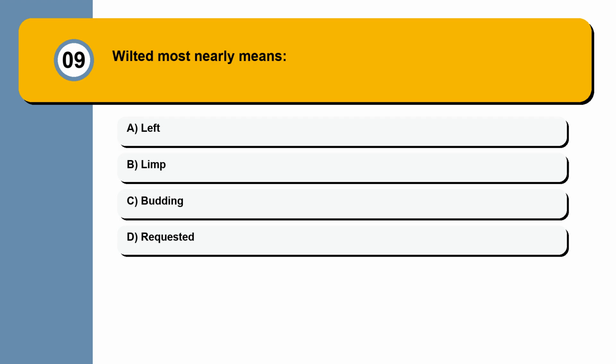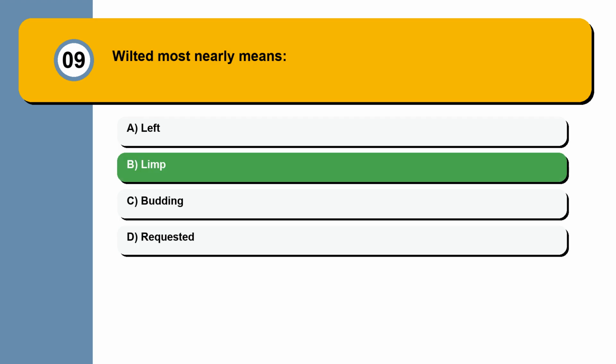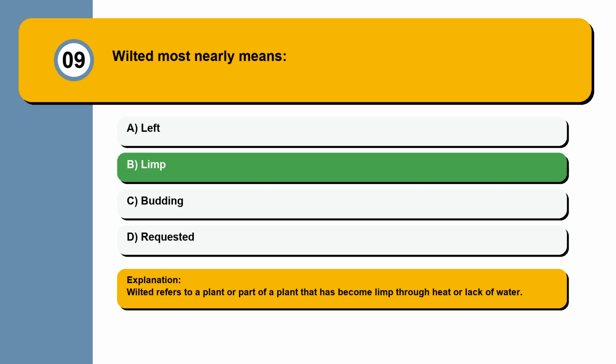Question 9. Wilted most nearly means left, limp, budding, requested. Wilted refers to a plant or part of a plant that has become limp through heat or lack of water.